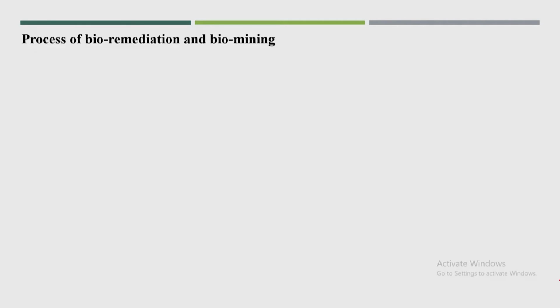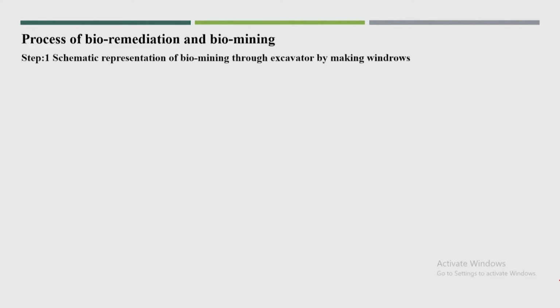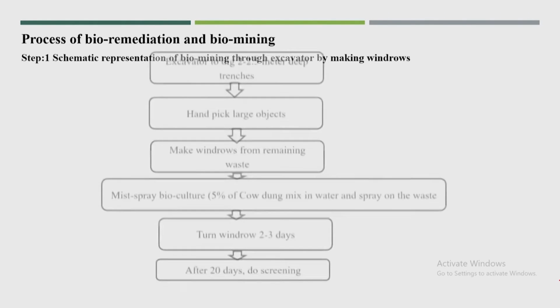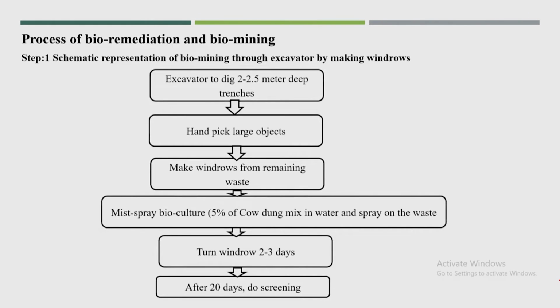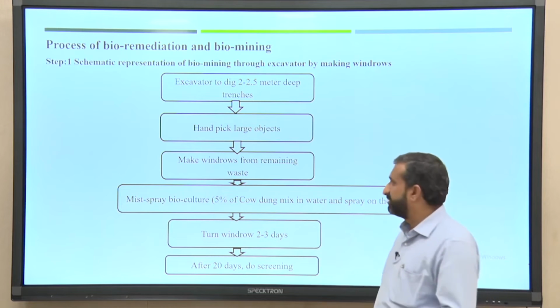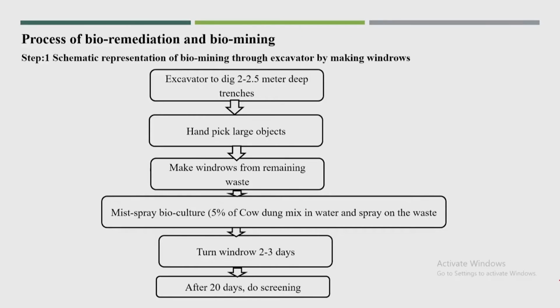Now, the process of bioremediation and biomining. The first step will be the schematic representation of biomining through an excavator by making windrows. So, how to make the windrow? This has also been explained properly under our solid waste manual. First go for excavation to dig 2 to 2.5 meter deep trenches, and hand pick the large objects or big particle size, or maybe some recyclable matter, and then make the windrow from the remaining waste.